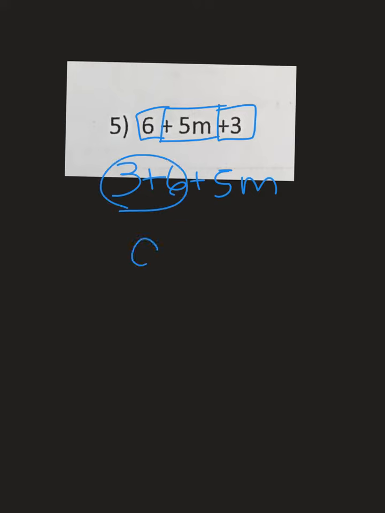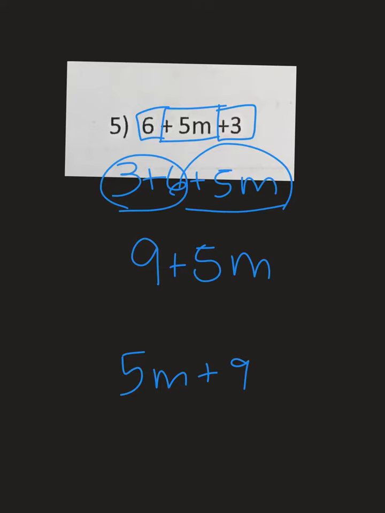Okay, for number 5, same thing. Rewrite it as 3 plus 6 plus 5m. Our 6 and our 3 will combine to give us 9. And our 5m, there's nothing to combine it with, so we're just going to rewrite plus 5m. I do want to point out, just like the rest of them, you could write it as 5m plus 9. Both of them are correct.